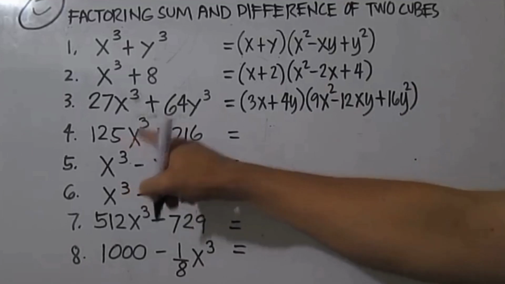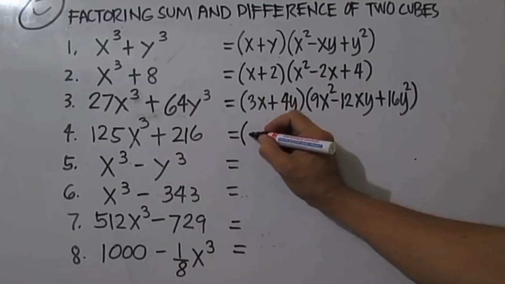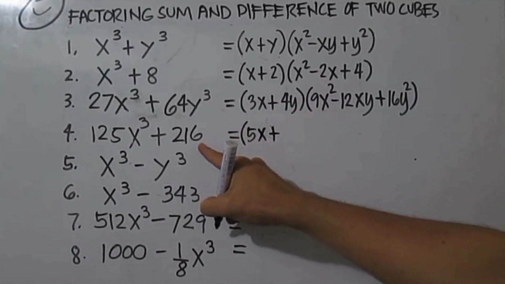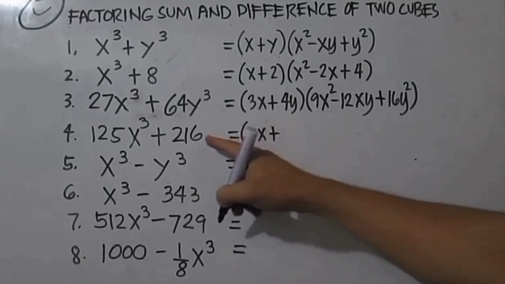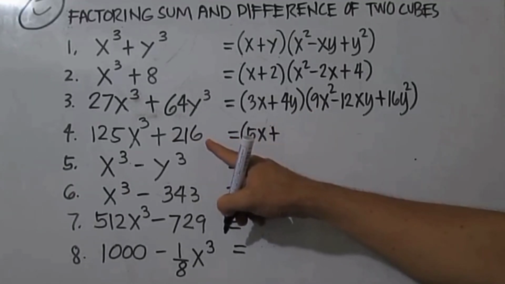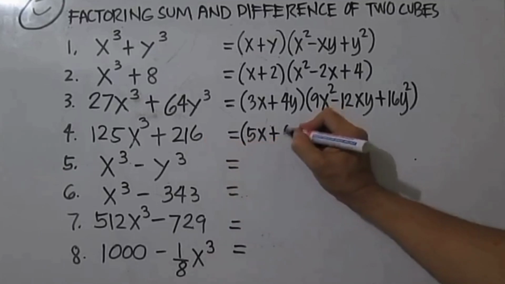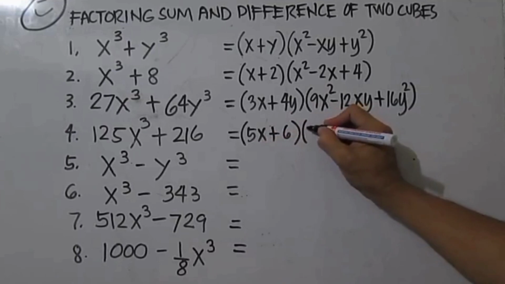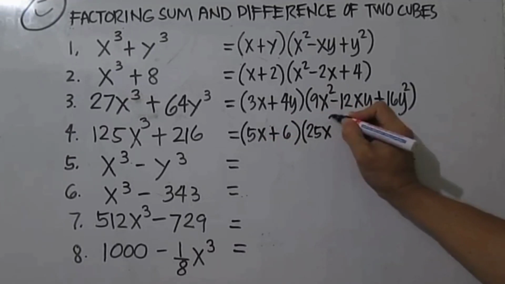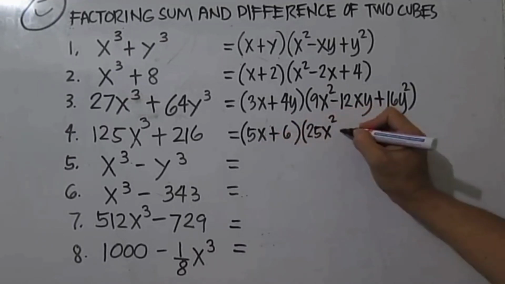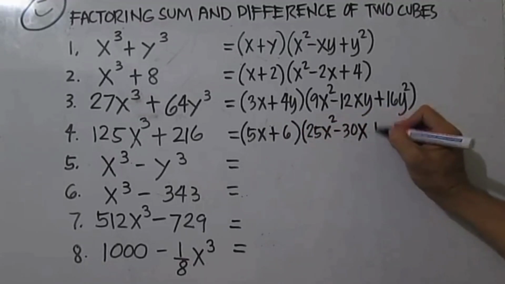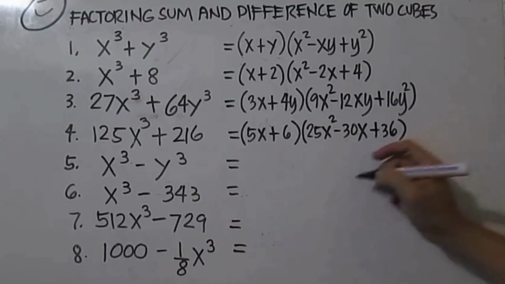Now for 125x cubed plus 216, that is 5x plus, and what's the cube root of 216? If we multiply 6 three times by itself, the result is 216, that is 6. Square the first term, that is 25x squared. Multiply the first and the second term, that's minus 30x. Then the last one, square the last term, that is 36.